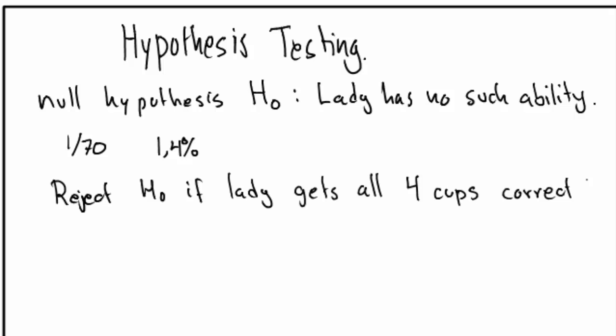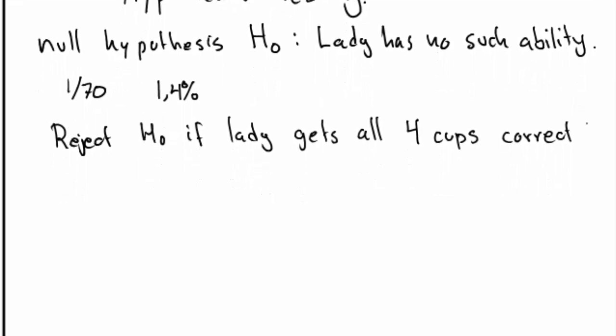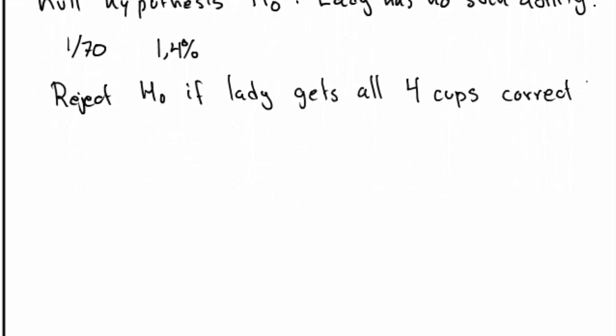So this is the basic idea behind hypothesis testing. You have a null hypothesis, you collect some data, you check if the data is consistent with the null hypothesis, and you reject the null hypothesis if the data is inconsistent with the hypothesis in such a way that there's a fairly small probability that you would collect the data when the null hypothesis was actually true.